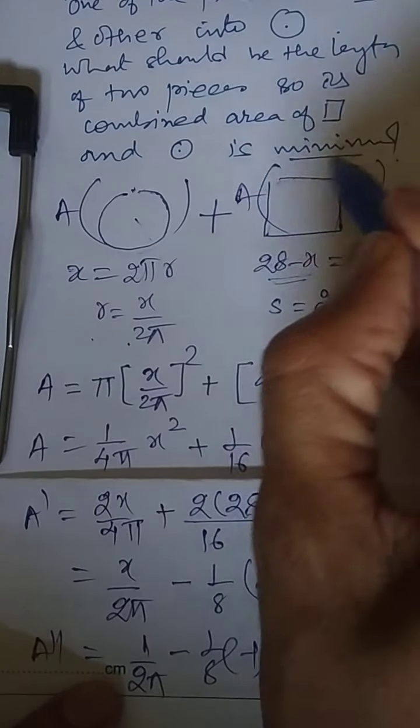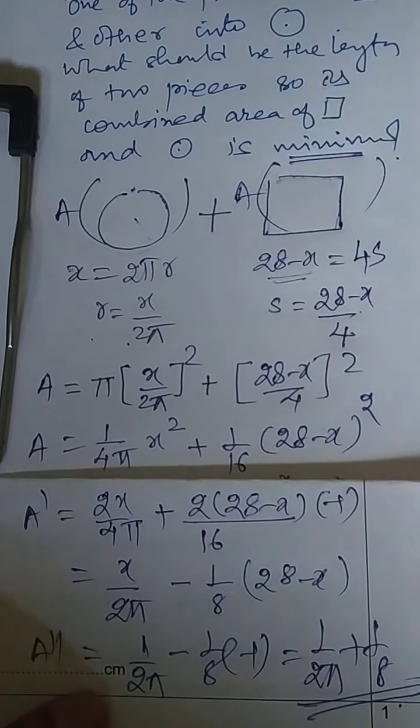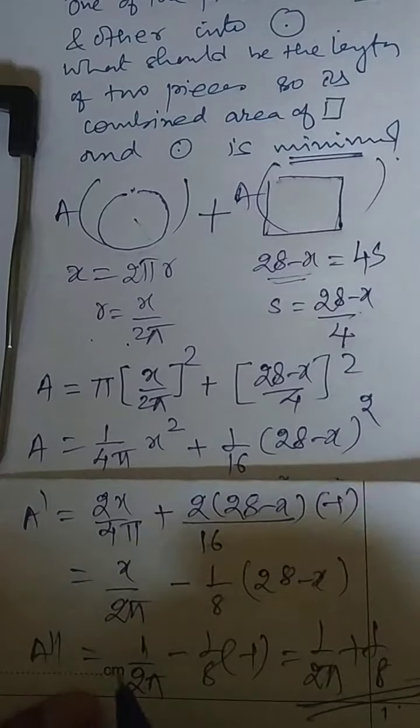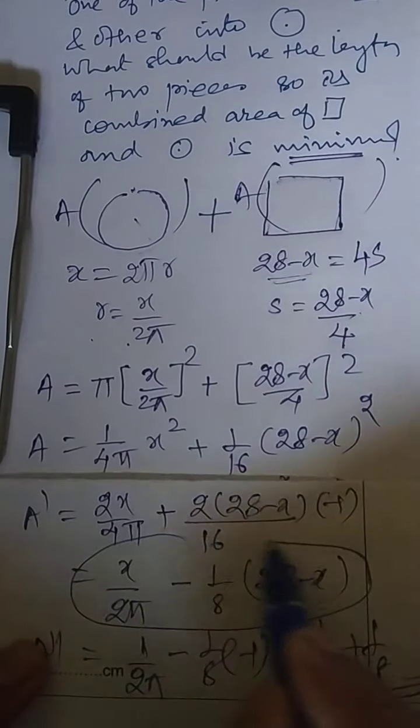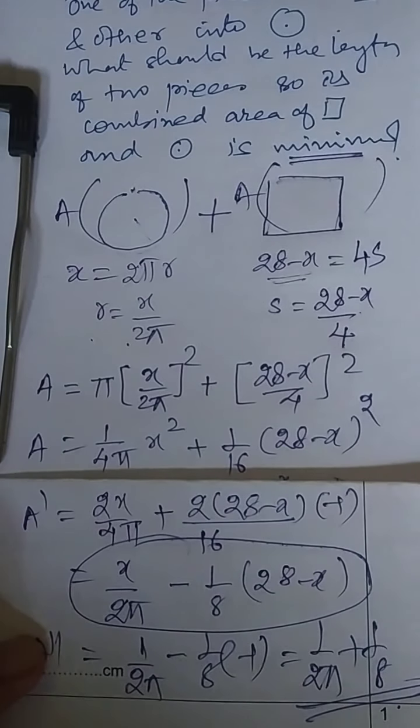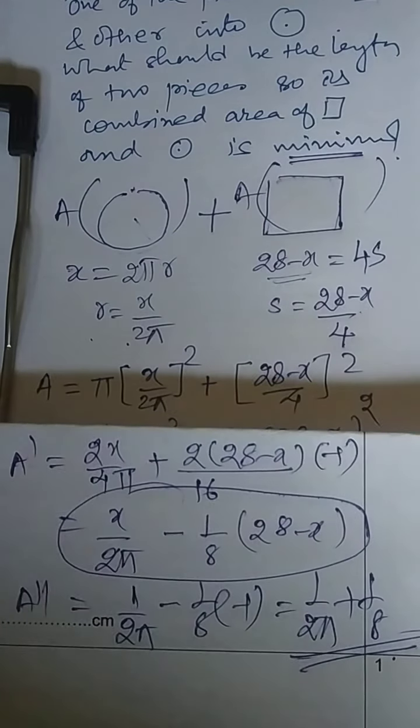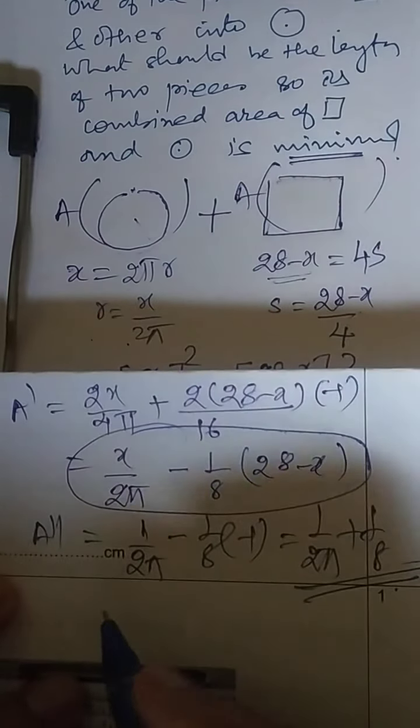So this confirms that the combined area will be minimum. But when it will be minimum, A dash of x will be equal to 0. So set A dash of x equal to 0 and find out the value of the x part which is to be cut out.